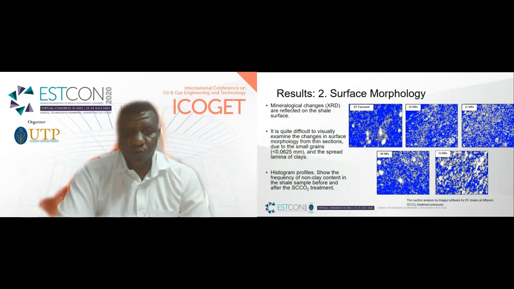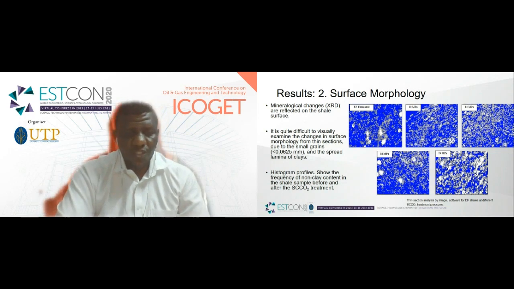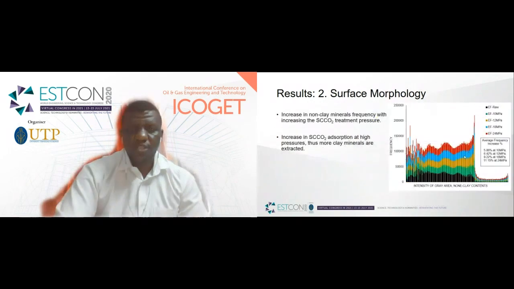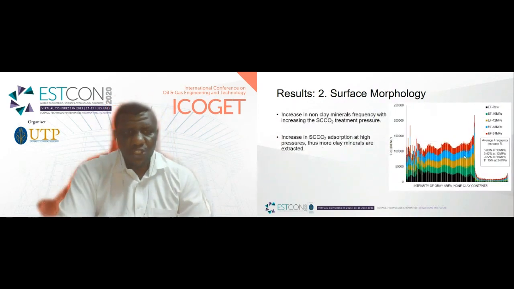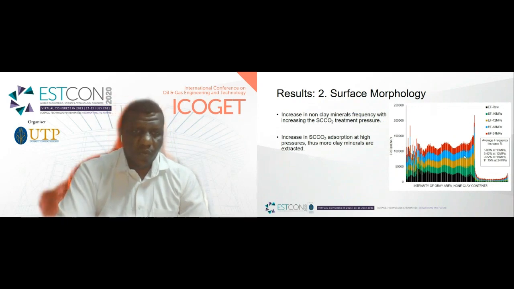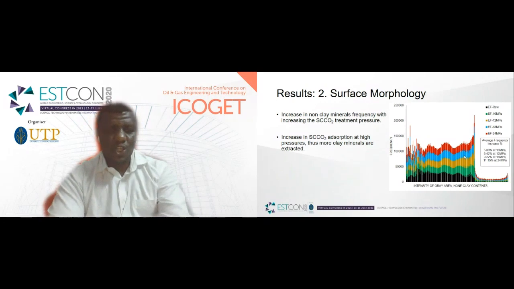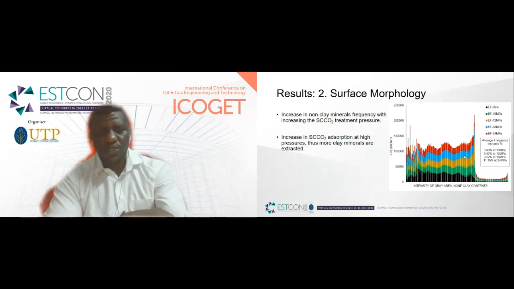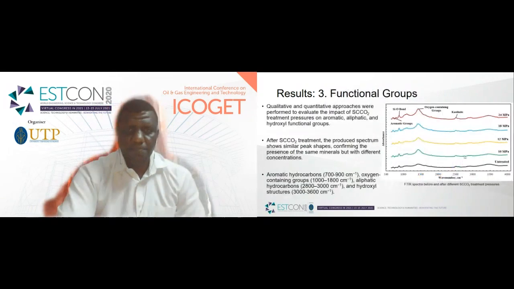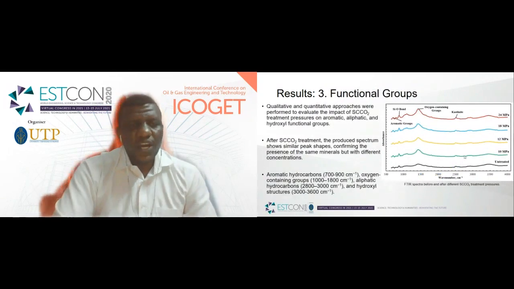Therefore, histogram profiles were plotted to show the frequency of the non-clay contents in the shell sample before and after the treatment. So the histogram profile shows that there is an increase in non-clay minerals content frequency with increasing the CO2 treatment pressures, and this increase is due to the increase in CO2 absorption at high pressures, thus more clay minerals were extracted.